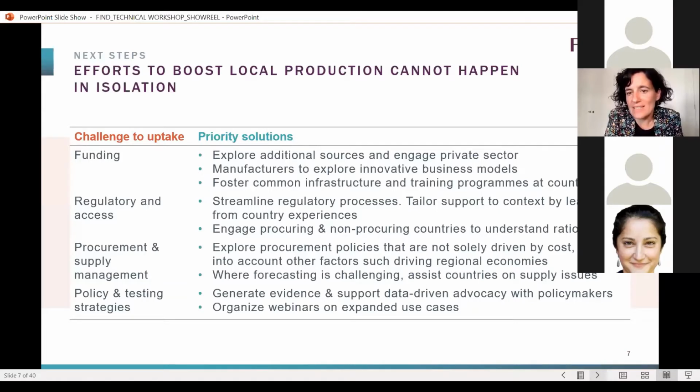There are also initiatives that we need to work on in regulatory and access, to streamline regulatory policies and increase the access of these tests. Also in procurement and supply management, to explore policies that are not solely driven by cost, but take into account other factors such as driving the regional economies, and also interventions in policy and testing strategies. And with that, I will hand it over to Emmanuel, and I let the rest of the speakers delve deeper into every one of these issues. Thank you very much, everybody.